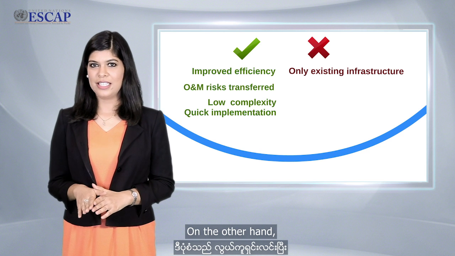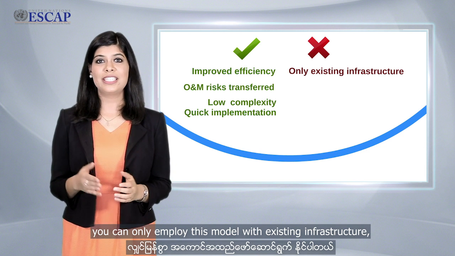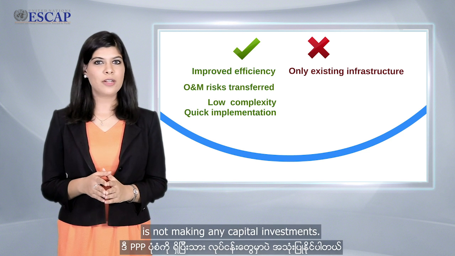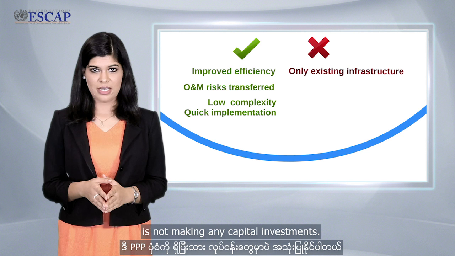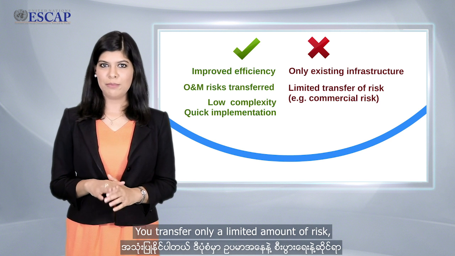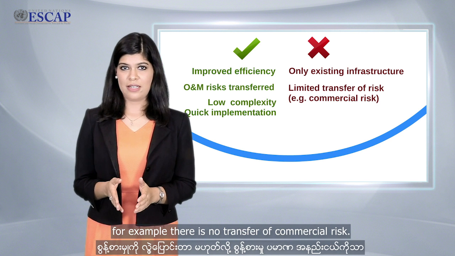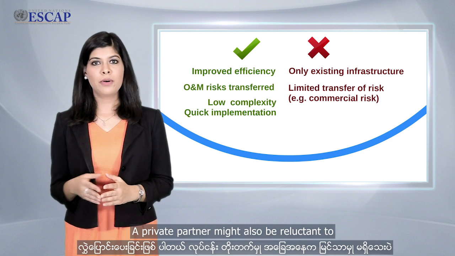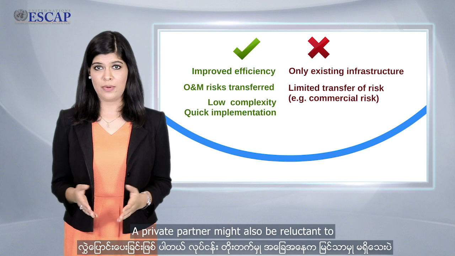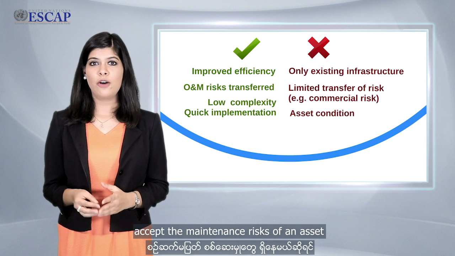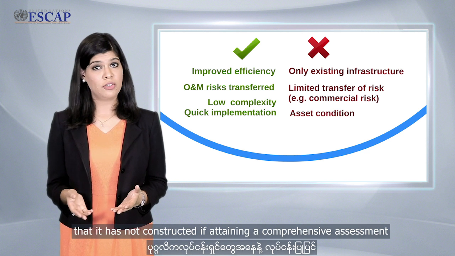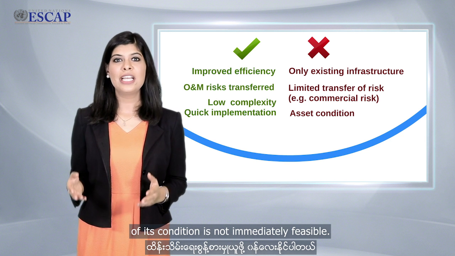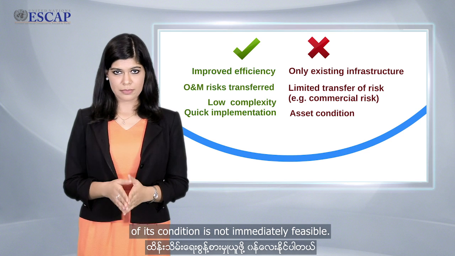On the other hand, you can only employ this model with existing infrastructure, as the private partner in this case is not making any capital investments. You transfer only a limited amount of risk. For example, there is no transfer of commercial risk. A private partner might also be reluctant to accept the maintenance risks of an asset that it has not constructed if attaining a comprehensive assessment of its condition is not immediately feasible.